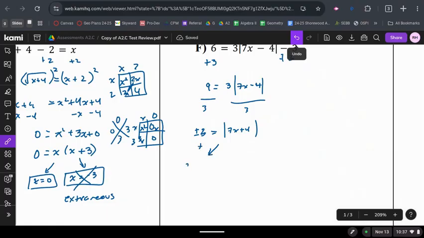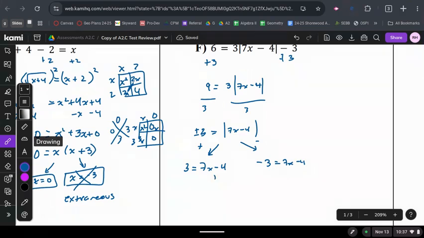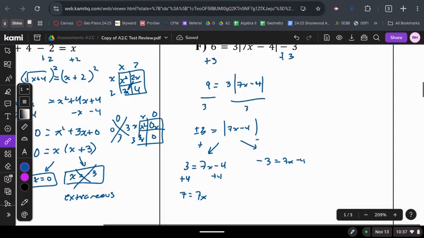So I can have a positive 3 is equal to 7x minus 4, or I could have a negative 3 is equal to 7x minus 4. I changed it to a plus up there. Why did I do that? And so we add the 4 to both sides, get 7 is equal to 7x, and divide by the 7 to get 1 is equal to x.